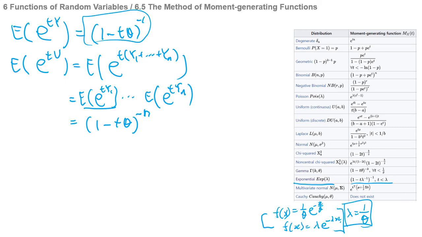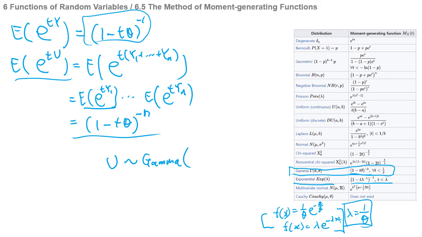Okay, so this is the MGF for u, and from here, actually this is the same as the gamma distribution. So we can conclude that u follows the gamma distribution, gamma with n comma theta.